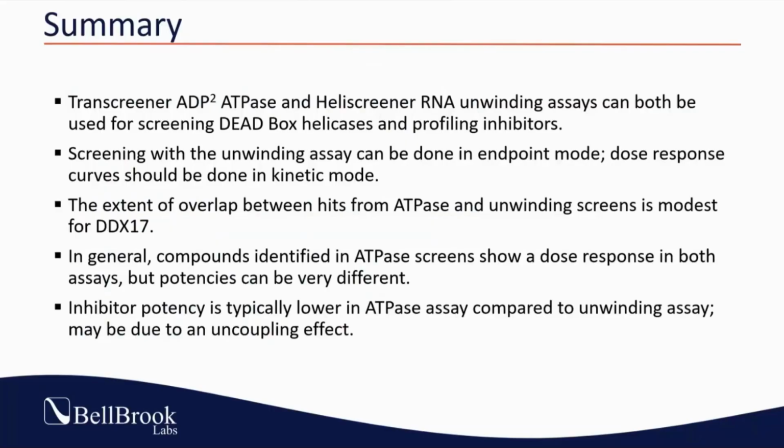So in summary then, I've showed you that the Transcreener ADP2 assay can be used for ATPase, and the Heliscreener RNA unwinding assay can both be used for screening DEAD box helicases and profiling inhibitor potency.